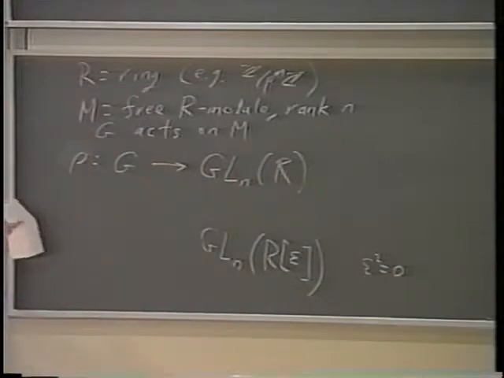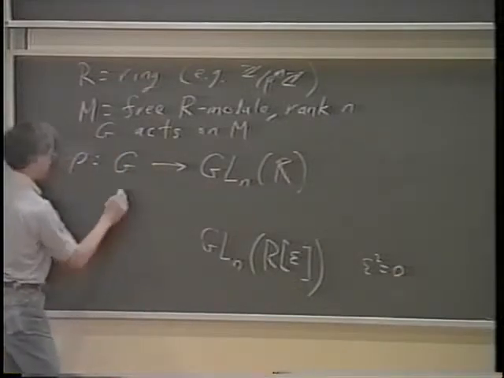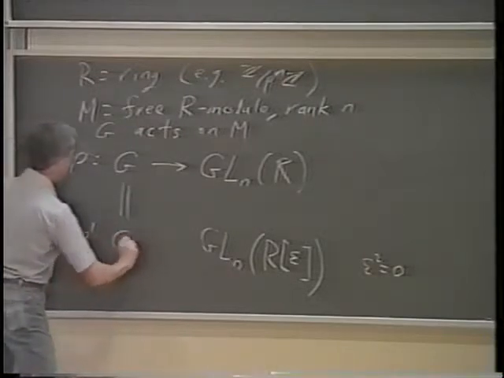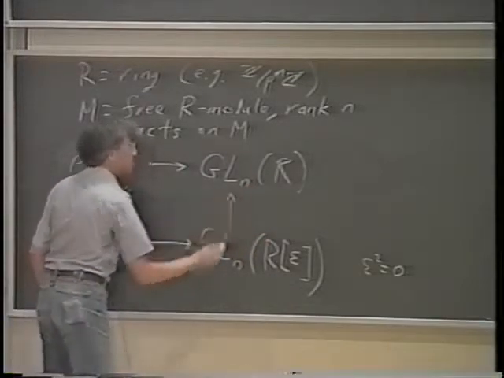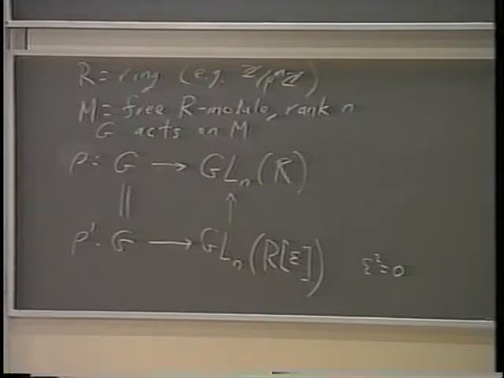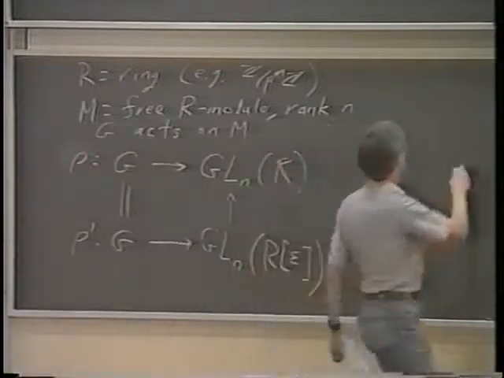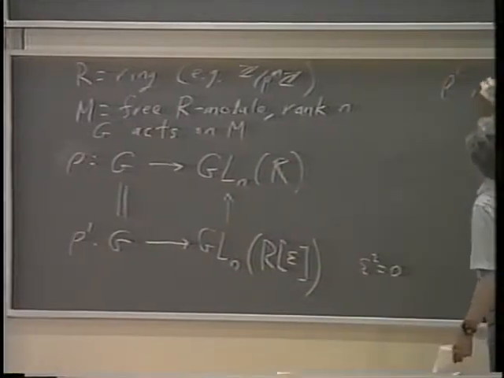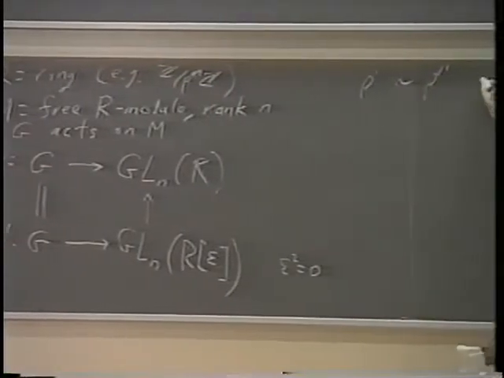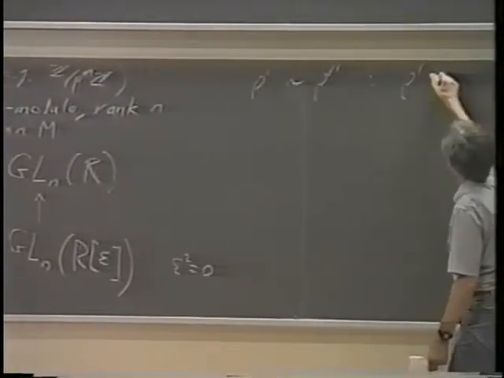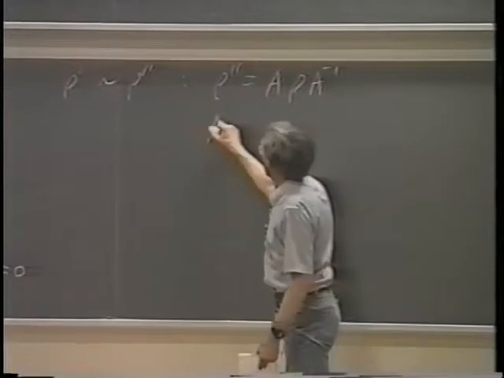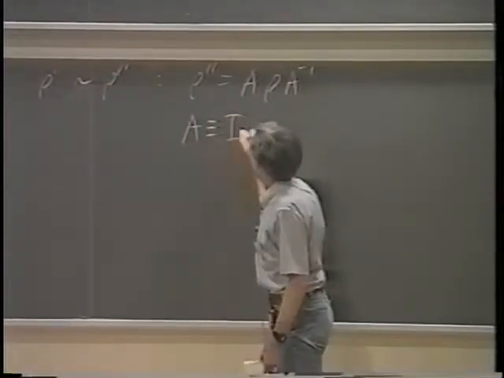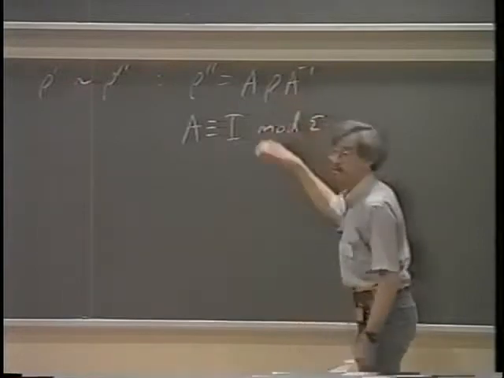Okay, so this is about the smallest family you can fit something into, and we want to extend this to a rho prime like this. And then, of course, we have a map from here to here, just putting epsilon equal to 0. Okay, well, this is what I'll call an infinitesimal deformation, and we have two of them are equivalent. Let's say we have rho prime and rho double prime are equivalent. That just means that we can write rho double prime as A rho prime A inverse, where A is congruent to the identity mod epsilon. Okay, this is the idea of strict equivalence.